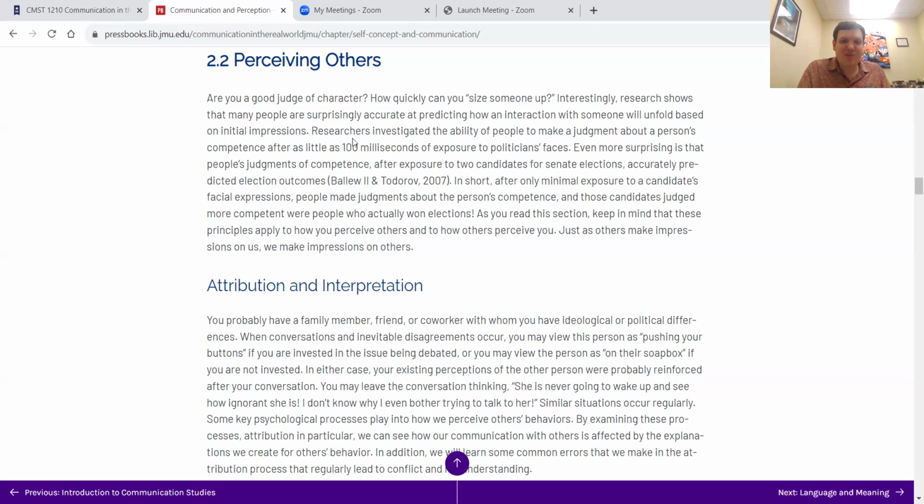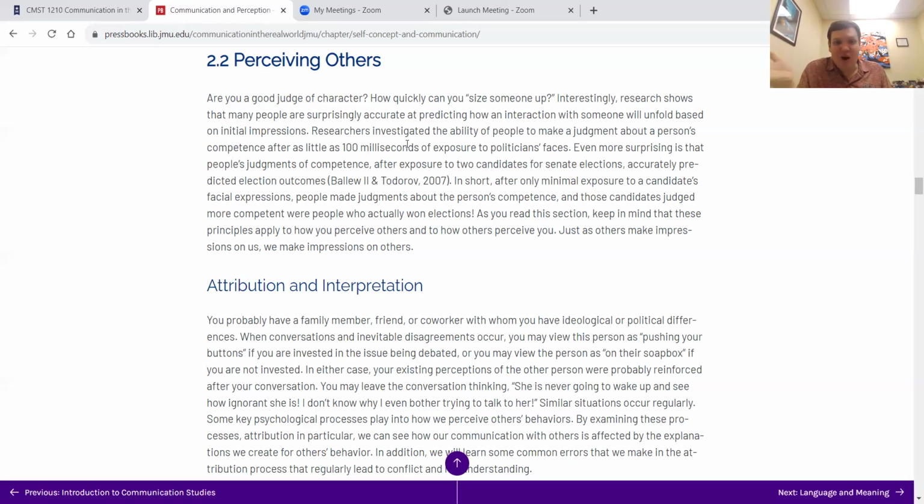So it says 100 milliseconds of exposure to a politician's face, we can make judgments about them. Very short information. They've done one with teachers in a classroom where they just give a snippet of the teachers, just their voice, like a 5-second clip, and they evaluate them. How good of a teacher is this person? And then they compared the evaluations based on the 5-second clips to the end of semester evaluations, and they're pretty similar, right? So we make very, very quick judgments based on people.